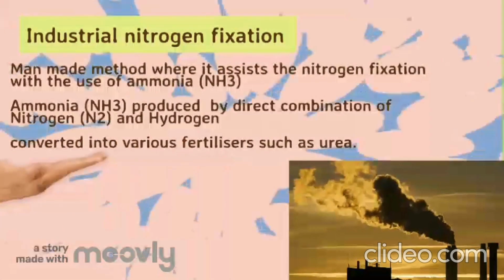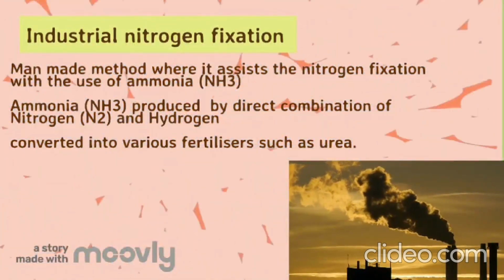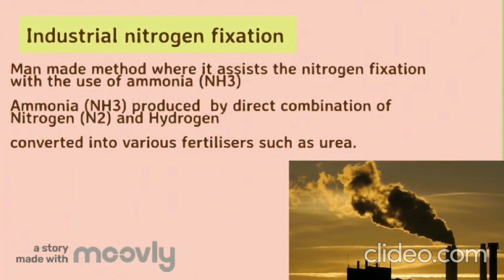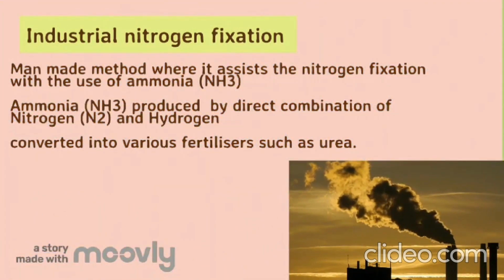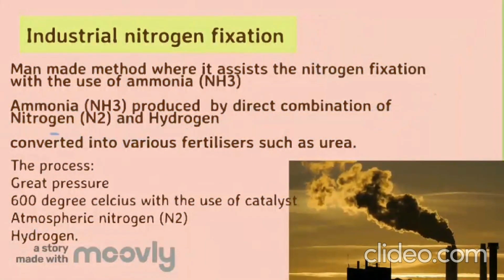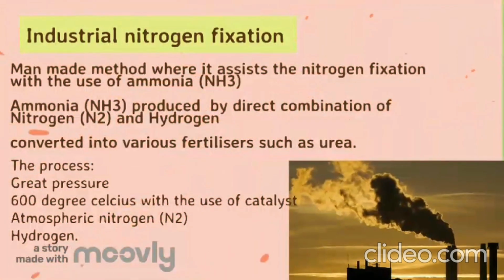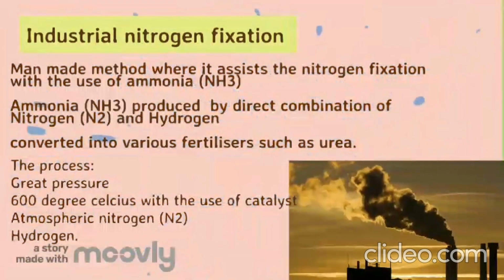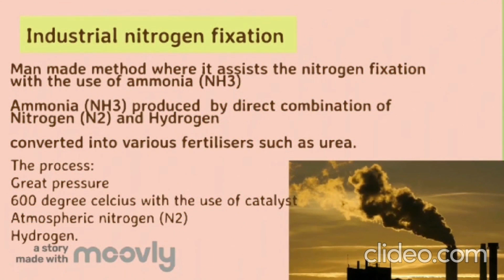Industrial fixation is a man-made method which assists nitrogen fixation by the use of ammonia. Ammonia is produced by direct combination of nitrogen and hydrogen, and later it is converted into various fertilizers such as urea. The process can be done under great pressure at 600 degrees Celsius with the use of catalysts, atmospheric nitrogen, and hydrogen. All of them are combined to form ammonia that can be used as fertilizer.